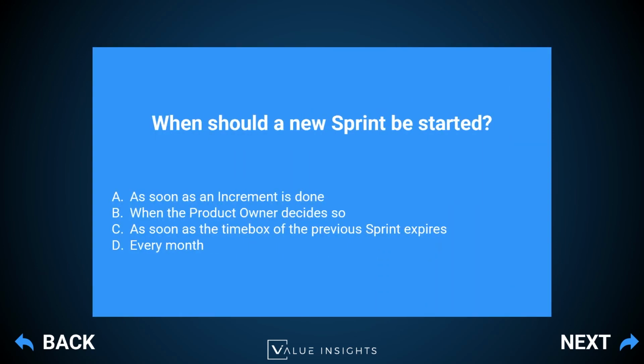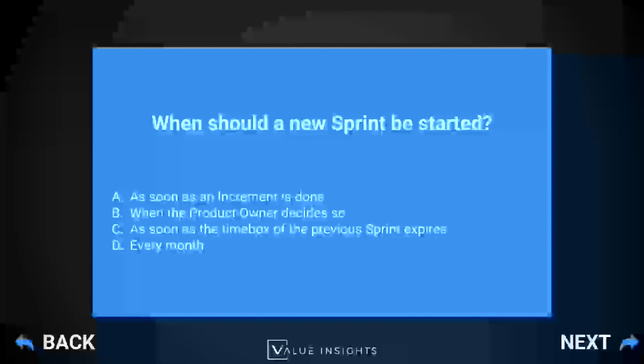Let's have a look again at the possible answers. As soon as an increment is done, not necessarily. You can have multiple increments created during a sprint, and therefore your sprint will not stop when an increment is created. When the product owner decides so, again, the definition of Scrum tells you that you move from one sprint to another. As soon as the time box of a sprint expires, you move on to the new sprint. Therefore, the correct answer is C, as soon as the time box of the previous sprint expires.